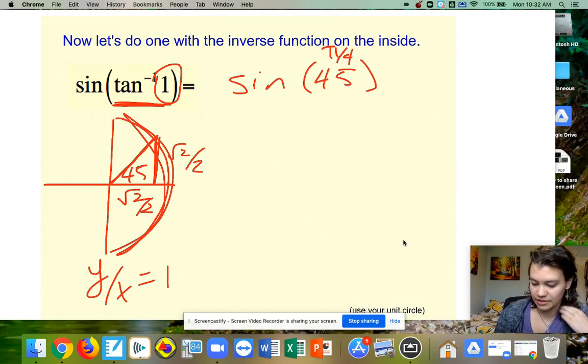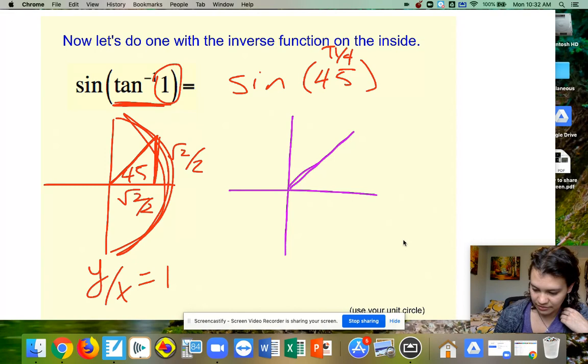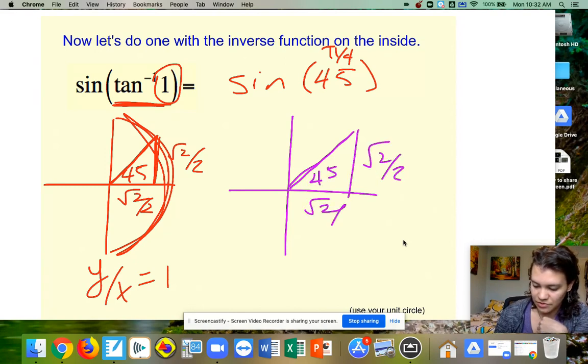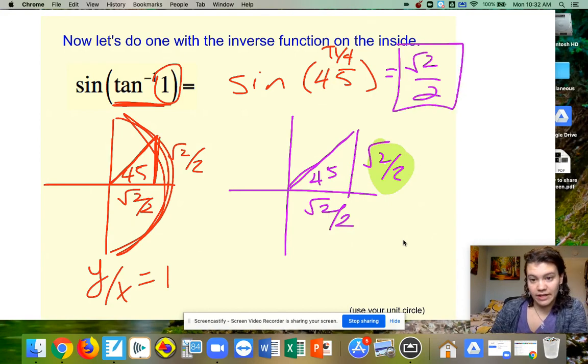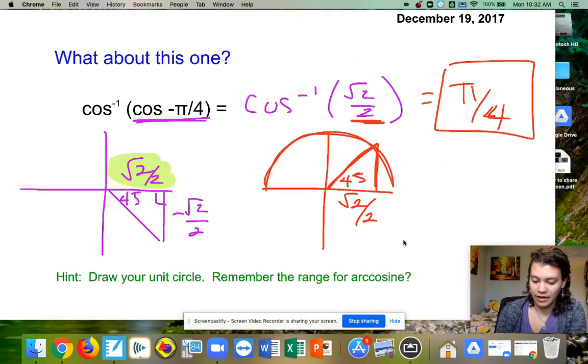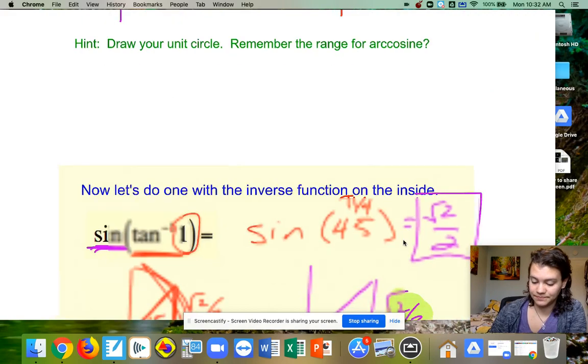Draw your unit circle again. We're at our 45-degree angle. You have √2 over 2, √2 over 2. Sine is the y value. So your answer is going to be √2 over 2. So again, to decide what your final answer is, check what the outside one is. Here we have a sine, so you want your final answer to be a ratio. If I go back up here, our outside was an inverse, so you want your answer to be an angle.